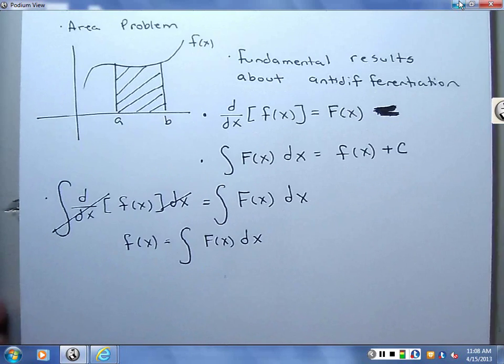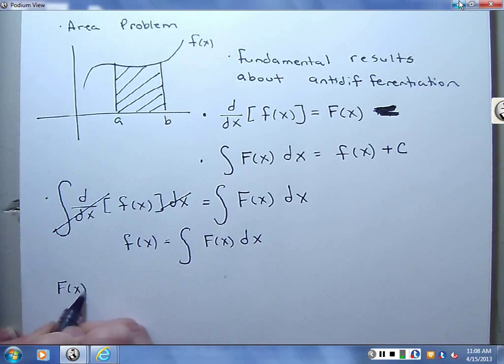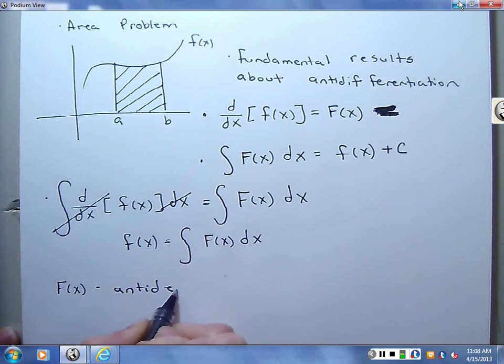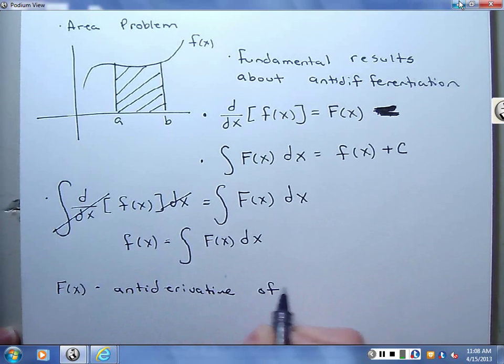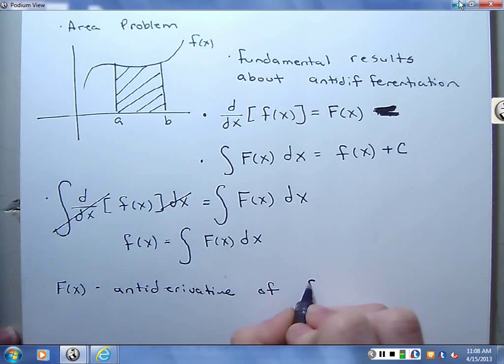So let's look at it. So let's call this f of x. This is an antiderivative. Meaning, if I find a function, this is an antiderivative of a function of f of x.